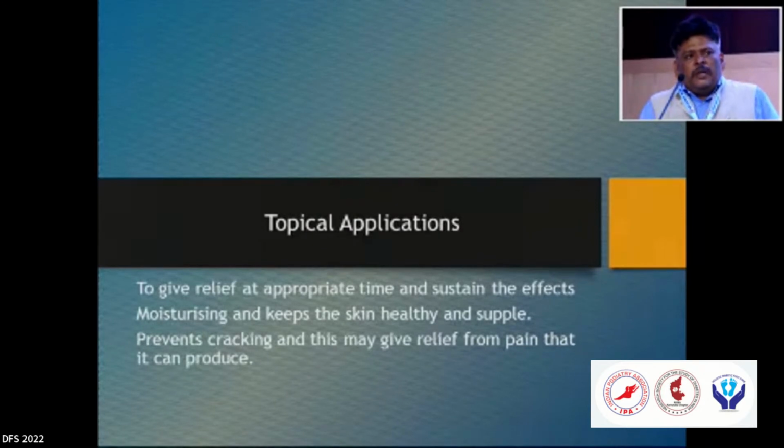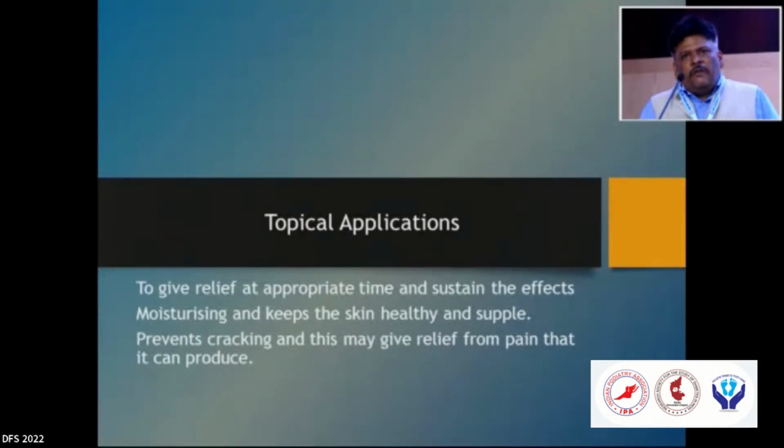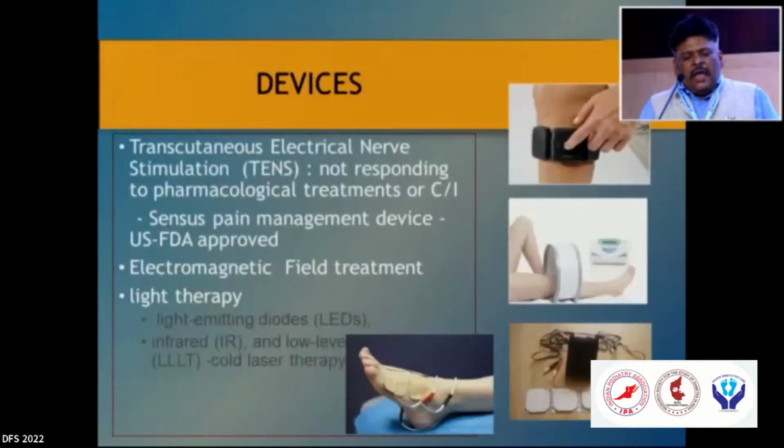So you probably need to use moisturizing creams based on allantoin, based on urea, based on intense moisturizing things like shea butter. So this may help in preventing that initial crack in the skin.